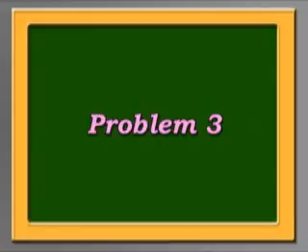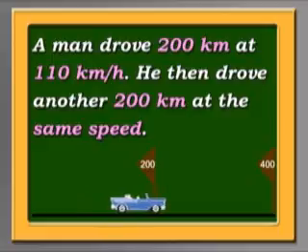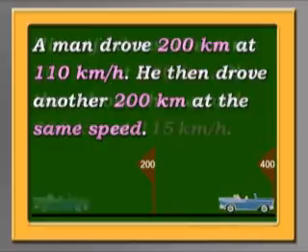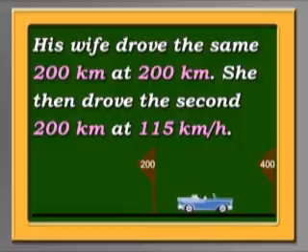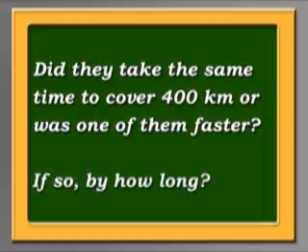Problem number 3. A man drove 200 kilometers at 110 kilometers an hour. He then drove another 200 kilometers at the same speed. His wife drove the same 200 kilometers at 105 kilometers an hour. She then drove the second 200 kilometers at 115 kilometers an hour. Did they take the same time to cover 400 kilometers, or was one of them faster? If so, by how long?